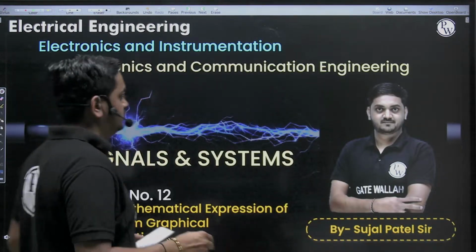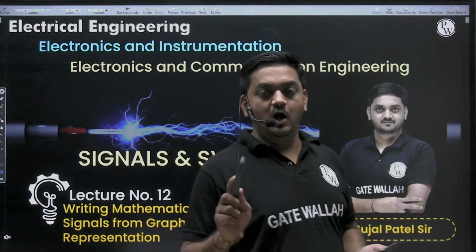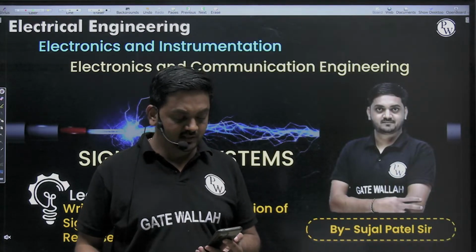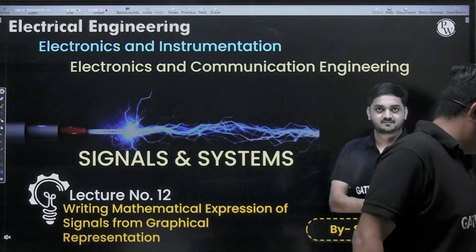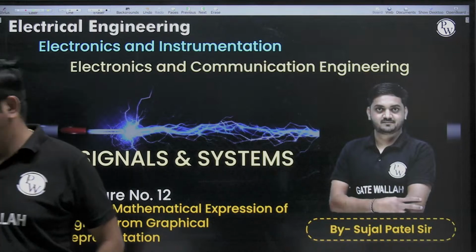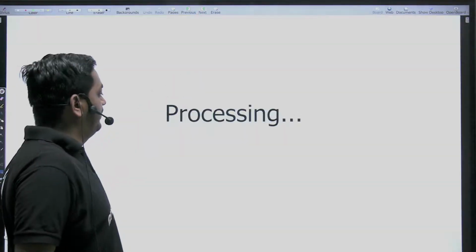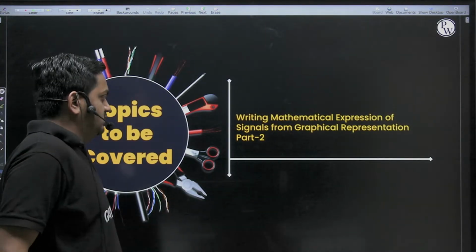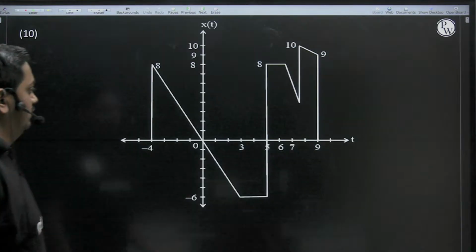Okay, so let us start, guys. In the last class, we saw how to write the mathematical expression from the graphical representation of a signal. Now let us continue further. The topic is writing the mathematical expression of signals from graphical representation, and this is part 2, guys. So let us solve the next question.